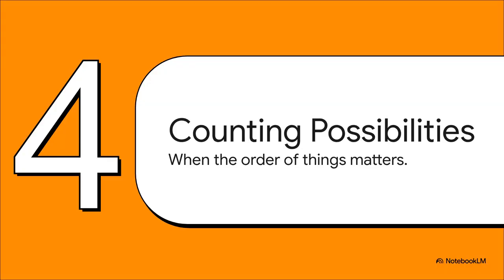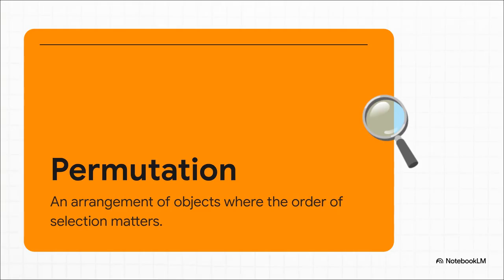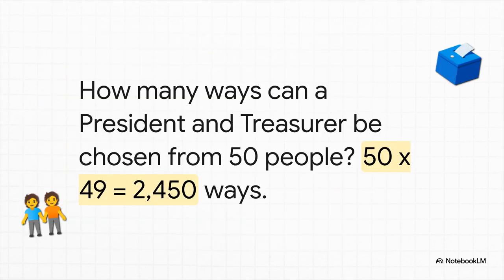For our final topic, let's shift gears a little. We're moving from calculating chance to simply counting possibilities, especially when the order of those possibilities makes a huge difference. The fancy mathematical term for this is a permutation, but all it really is is a way of counting arrangements where the order is key. Think about it. Electing a president and a treasurer, who gets which job, creates a very different outcome. So if a student club has 50 members, how many ways can they pick a president and treasurer?